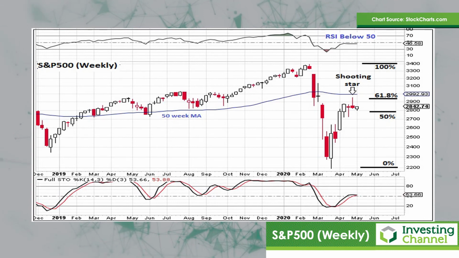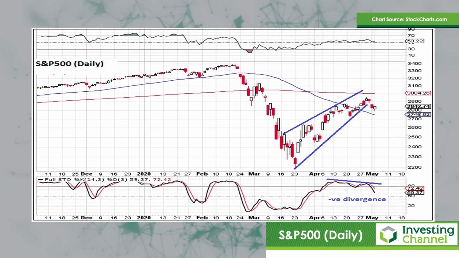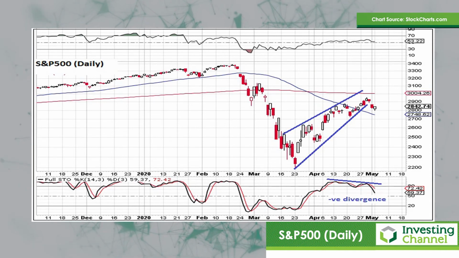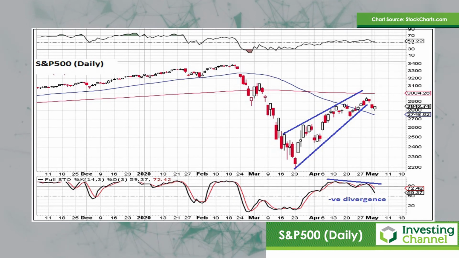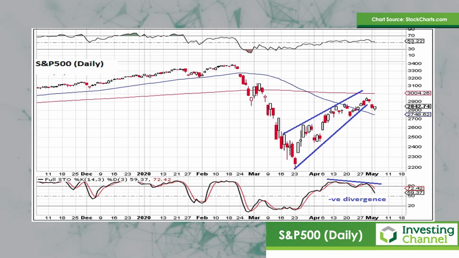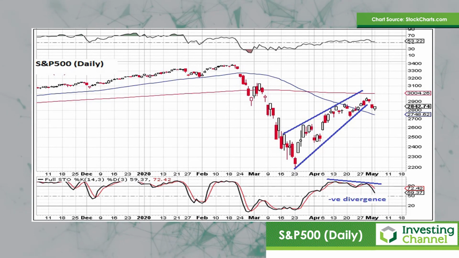My next chart is then a daily chart of the S&P 500. What's evident here is the rising wedge pattern that has formed off of the lows since late March. A rising wedge is typically a continuation pattern within a generalized downtrend. What's notable here is that it does look as if the market has begun to break down below the bottom end of that rising wedge pattern, following that weekly reversal that I spoke about in the previous slide.